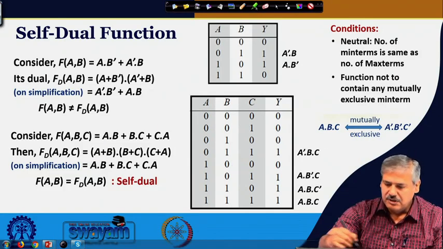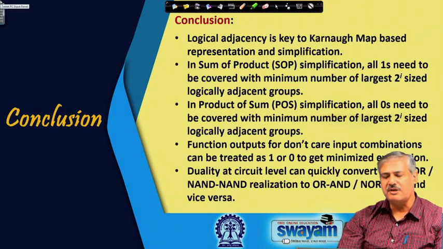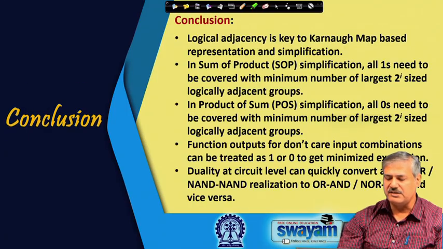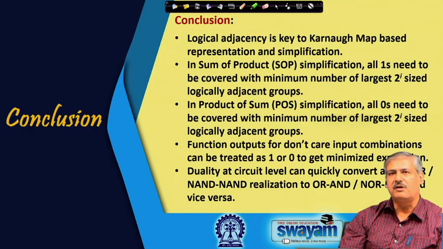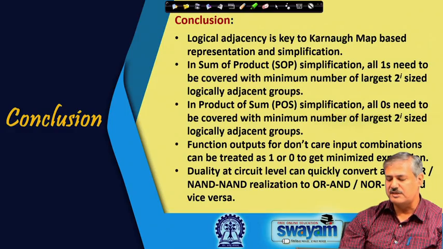With this we conclude, and to summarize, logical adjacency is key to Karnaugh map based representation and simplification. In SOP simplification, all ones need to be covered with the minimum number of largest, integer power of 2 sized, logically adjacent groups. In POS, the coverage needs to be done for zeros, and don't care conditions at the input side can be treated as zeros or ones depending on whether it helps in getting larger sized groups and a minimized expression.